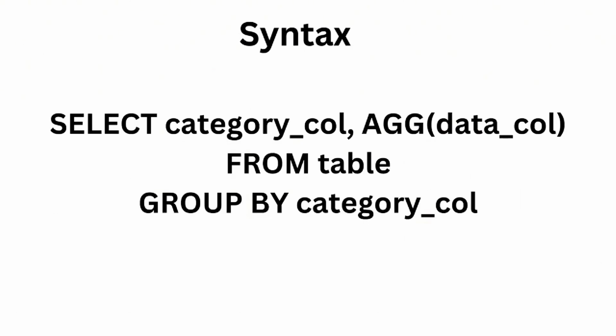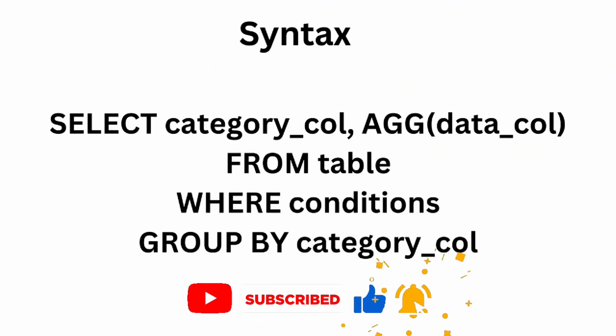So let's actually explore the general syntax. The most basic group by call looks like this. We select some sort of category column, or something we've deemed to be categorical, and then we choose to perform some aggregate function on the data column. So AGG here is just a placeholder for some aggregate function on some data column. We select it from the table, and then immediately after that, we call group by that category column. So the group by clause must appear right after a from statement or right after a where statement. So if you want, before you do the group by, you can filter things out using a where statement.